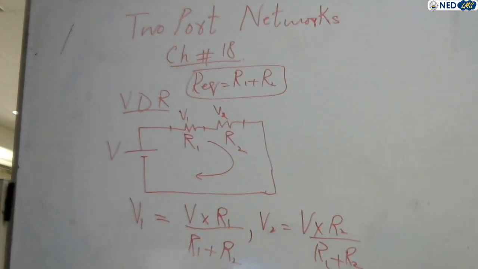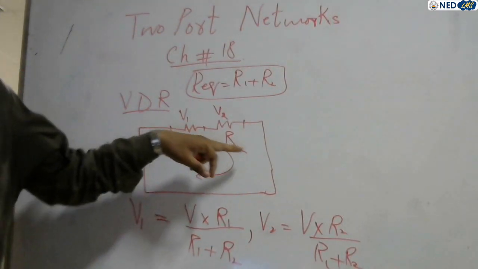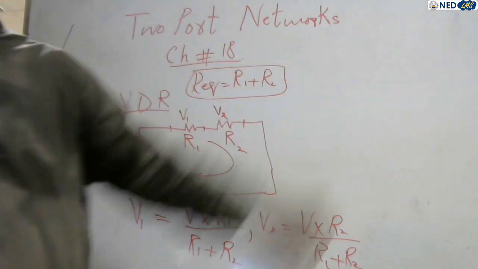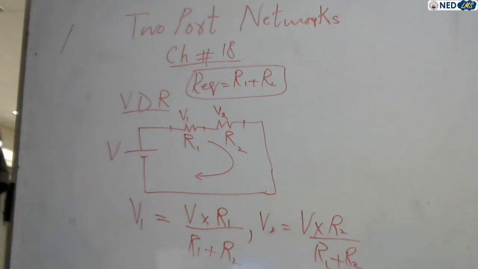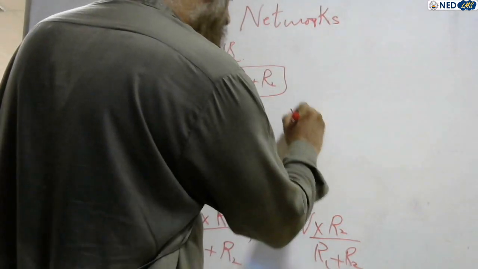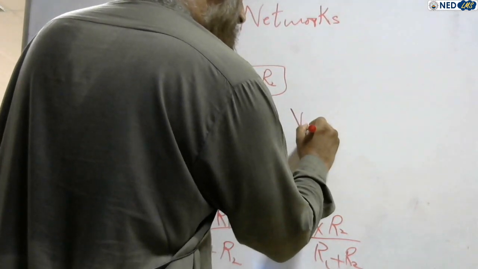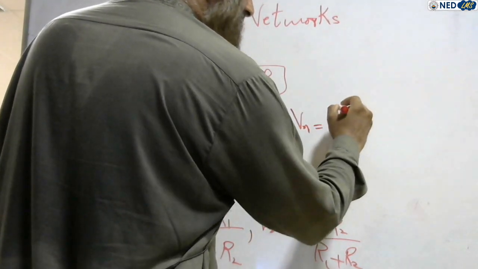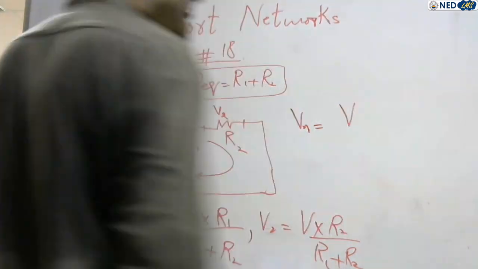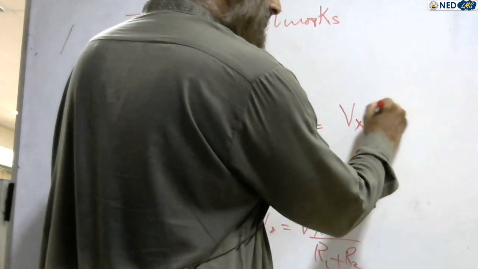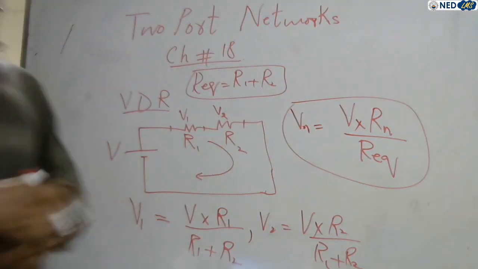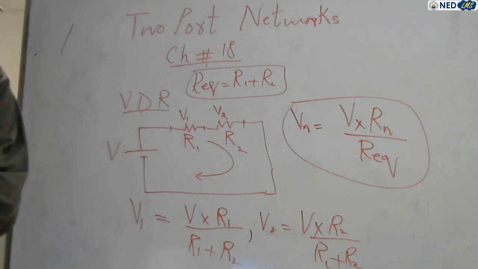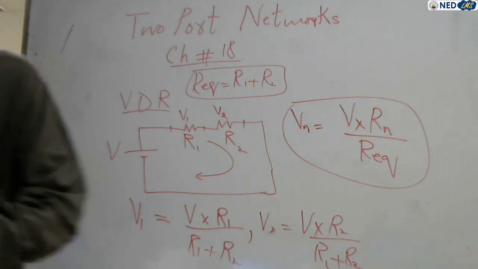If there are n branches, that is R1, R2, R3, R4 till Rn, where n is a general number, then we have a general formula for that. For example, we want to calculate the nth branch voltage Vn. The generalized formula is total V multiplied by the nth branch resistance Rn, divided by R equivalent. So this becomes the general formula for the voltage division rule. I hope you understand.